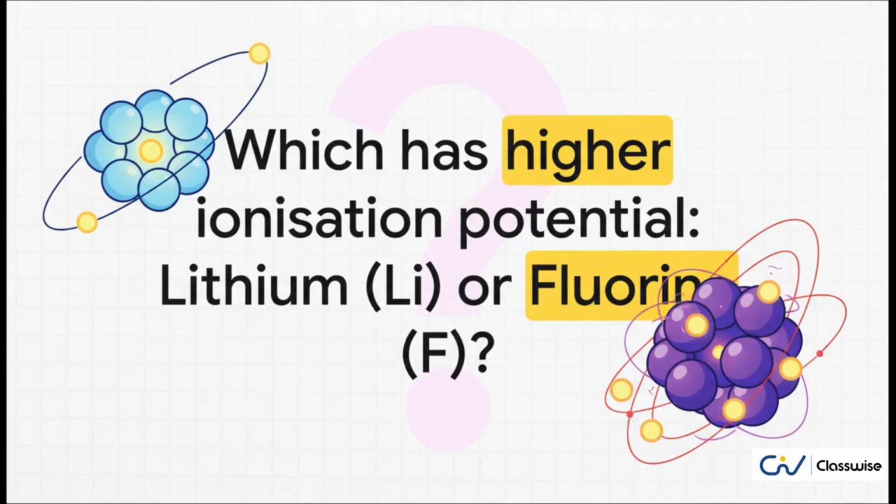And for the last one in our quick-fire round, which element has a higher ionization potential? Lithium, Li, or fluorine, F? They're both in period 2, so which one costs more energy to steal an electron from? Which one is holding on to its electrons more tightly?